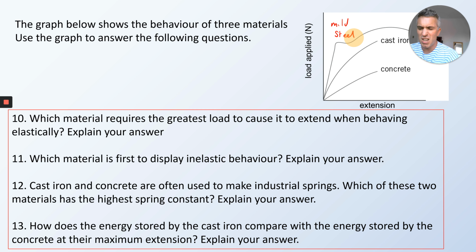Which material requires the greatest load to cause it to extend when behaving elastically? Which one do you have to put the biggest force on to get it to extend? Which material is the first to display inelastic behavior? Explain. Cast iron and concrete are often used to make industrial springs. Which of the two materials has the highest spring constant? How do you work out the spring constant from one of those graphs? Gradient. How does the energy stored by the cast iron compare with the energy stored by the concrete at their maximum extension? Can you work out your answer?